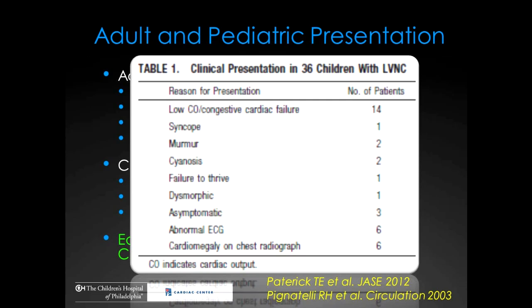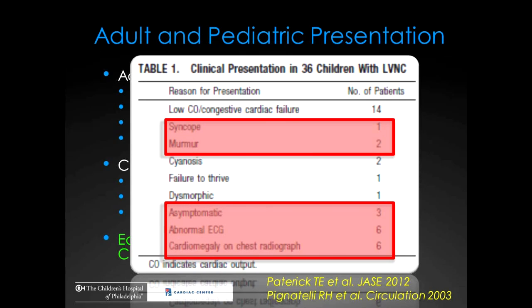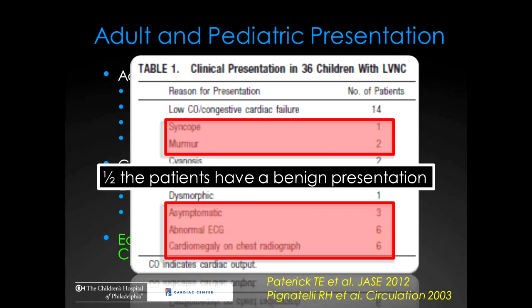This is a table from a paper from the group at Texas Children's Hospital from 2003, which shows you the clinical presentation of LV noncompaction in 36 children. And you can see that there's a spectrum of presentation, including syncope and murmur. Some of the patients were asymptomatic, some just had abnormal tests, such that half of the patients have a benign presentation in childhood.